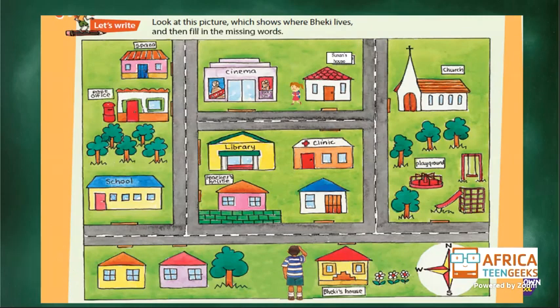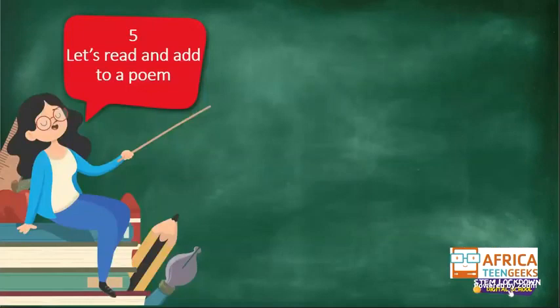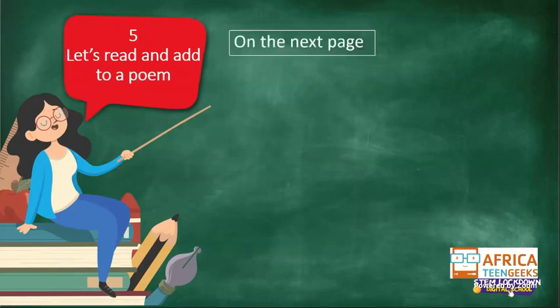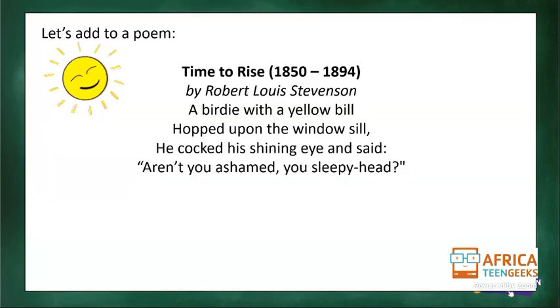Okay, let's go on. Now, here's our poem. Do you like poems? Okay, this is a very short poem. It's called Time to Rise by Robert Louis Stevenson. It's an old poem, but it's still very famous. Okay, I think I'd like somebody to read this for me. Who would like to read it?